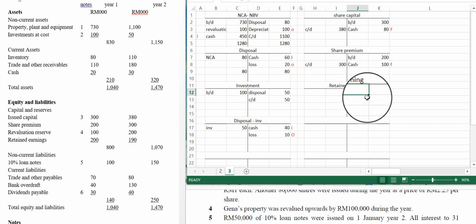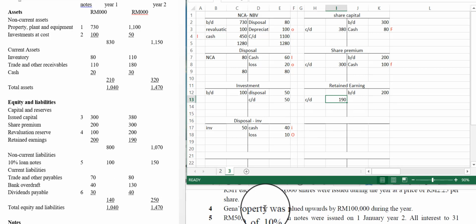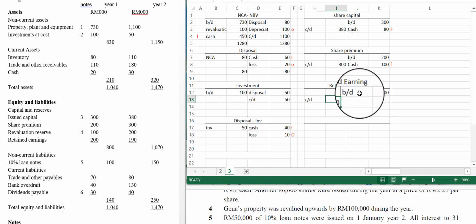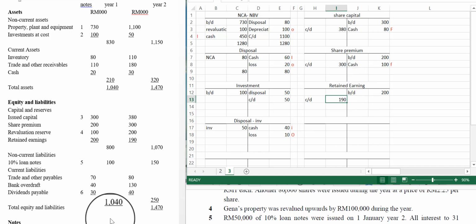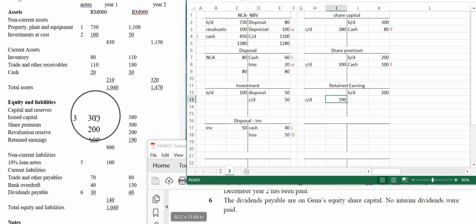So if you look here, your retained earning balance brought down is 200. By end of the year, your retained earning amount is 190. This is your CD. Okay. So here, if you look at this retained earning, there are not many notes, but you have to bear in mind this one. You have to understand retained earning account is always related to your dividend. Okay. So now look at your dividend. We jump here. First go to dividend.